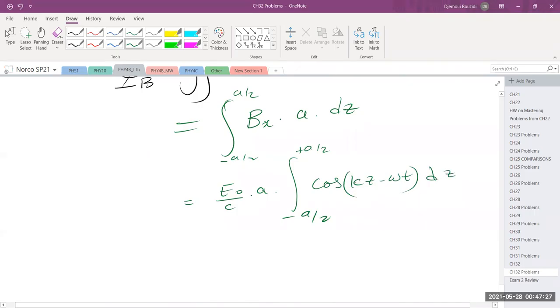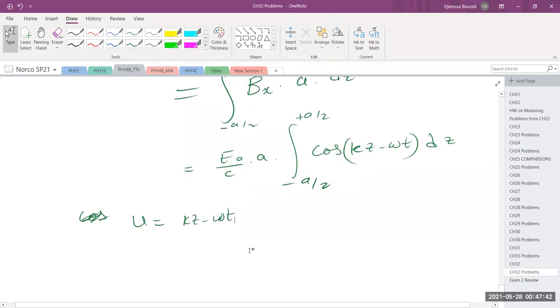So I have to integrate this expression, and the integral of something in here, which I'm going to call U. Let's call U the variable kz minus omega t. T is constant with respect to z. So it's an independent variable, so it doesn't care about z. So if z is varying from negative a over 2 to a over 2, it doesn't matter in here, it's a constant. So what matters in this case, du will become just k dz.